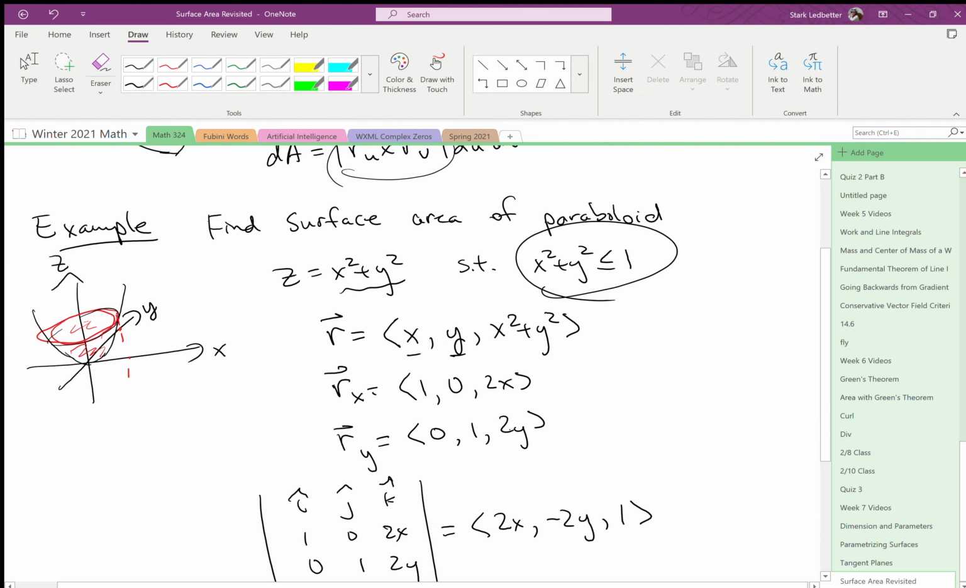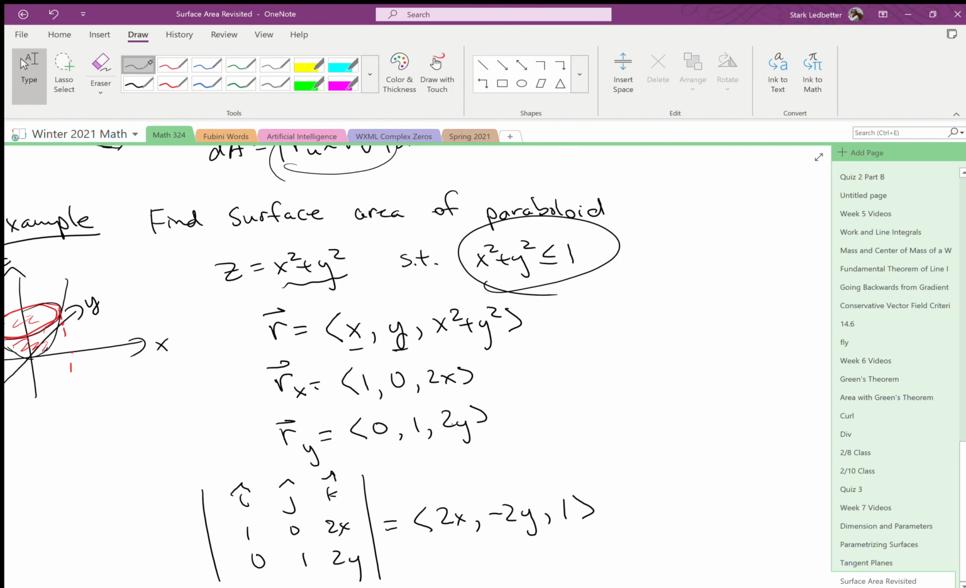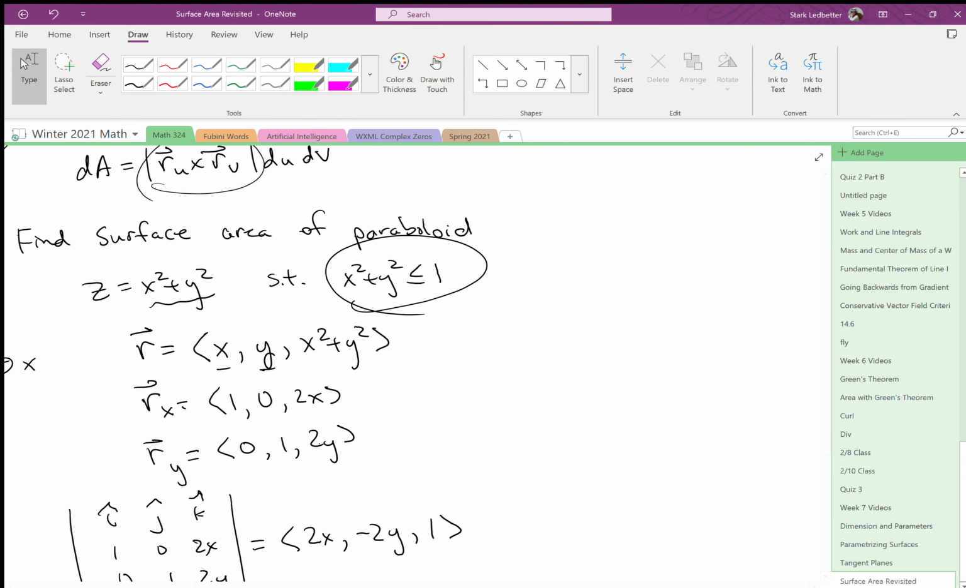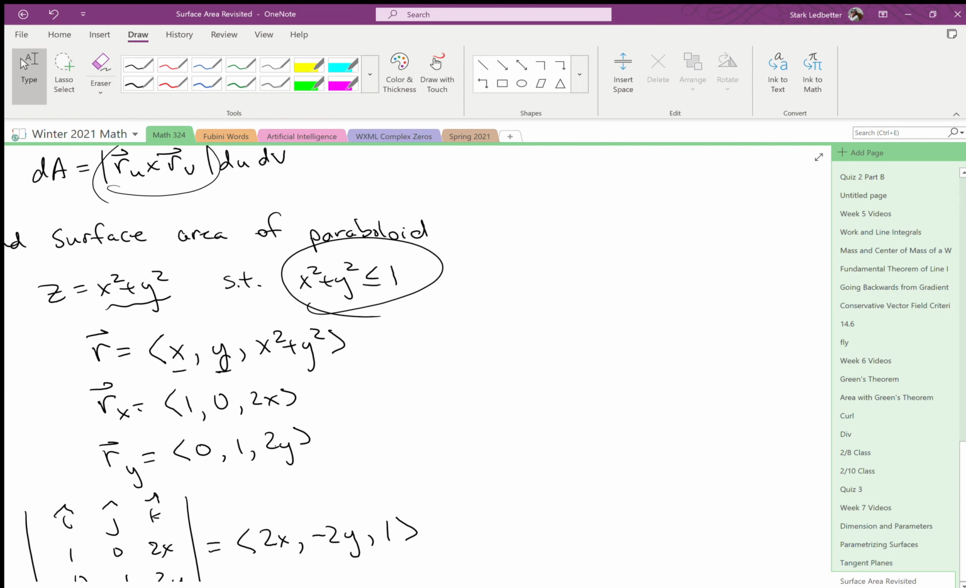Or we can just start with polar to begin with and just parameterize it differently. So what happens if we parameterize differently?